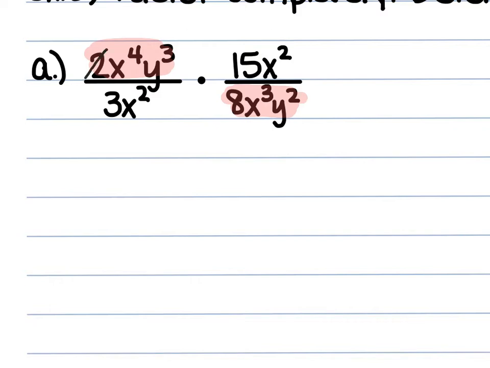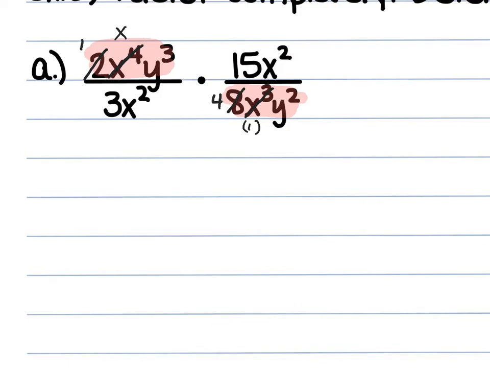Okay, 2 goes into both 2 and 8. So we've got 2 goes into 2 once, 2 goes into 8 4 times. The x's, what goes into both x to the third power and x to the fourth power? Okay, so x to the third power goes in here, leaving just one x left over. x to the third power goes in here, leaving just 1. It's x to the 0 power, which becomes 1.